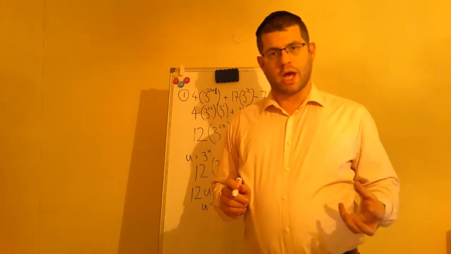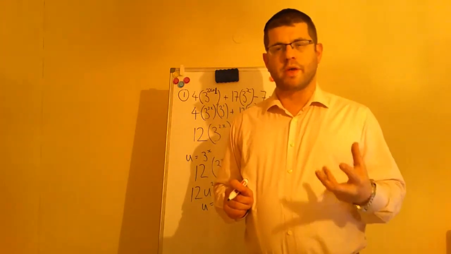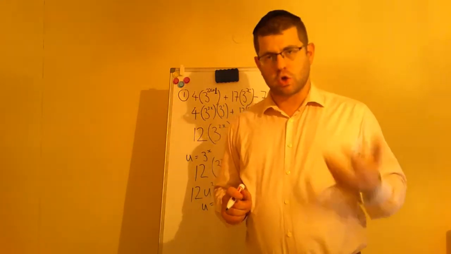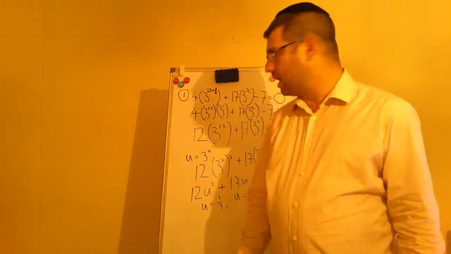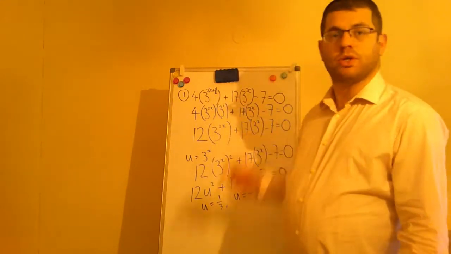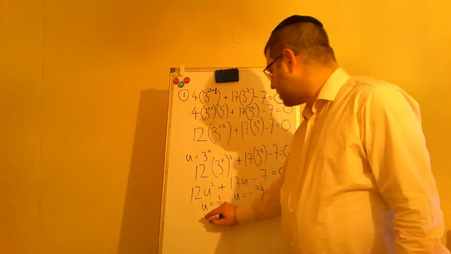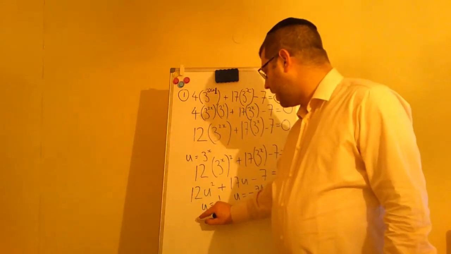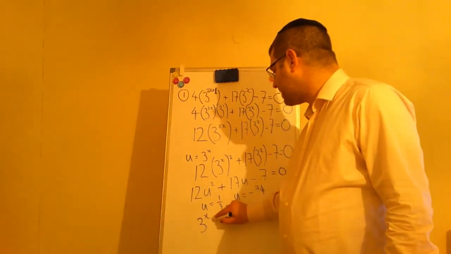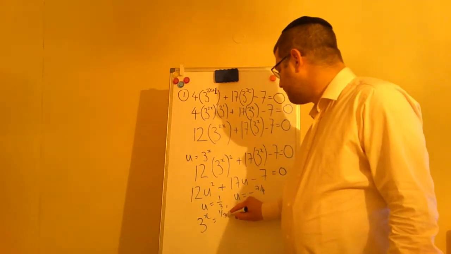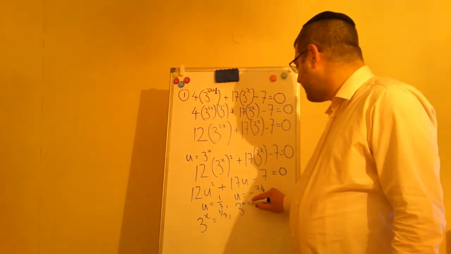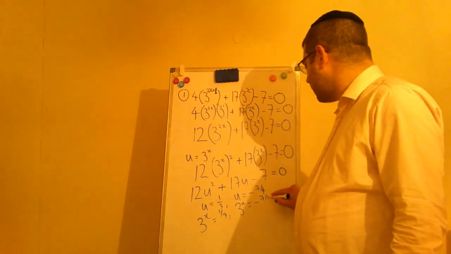What you have to appreciate is I'm not trying to solve the equation for u. I'm trying to solve the equation for x. Now I made u equal to 3 to the x. So now let's put that back in. So finally we get 3 to the power of x is 1/3. And 3 to the power of x is minus 7 over 4.